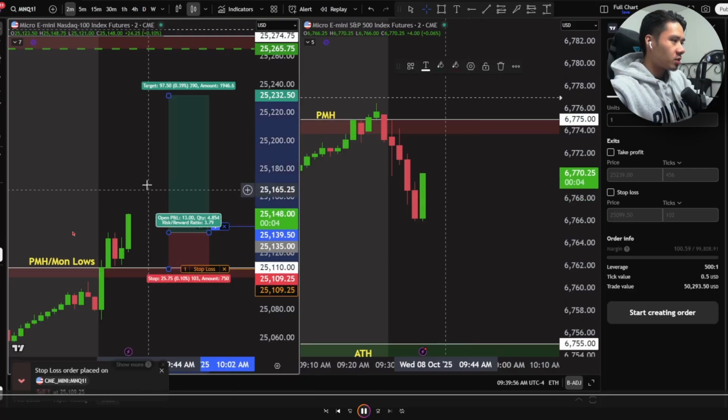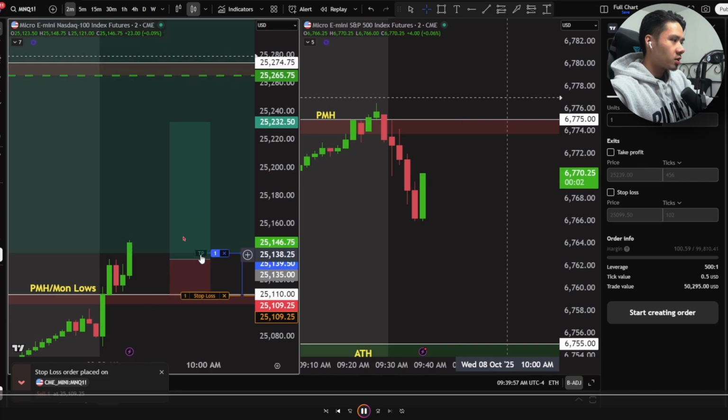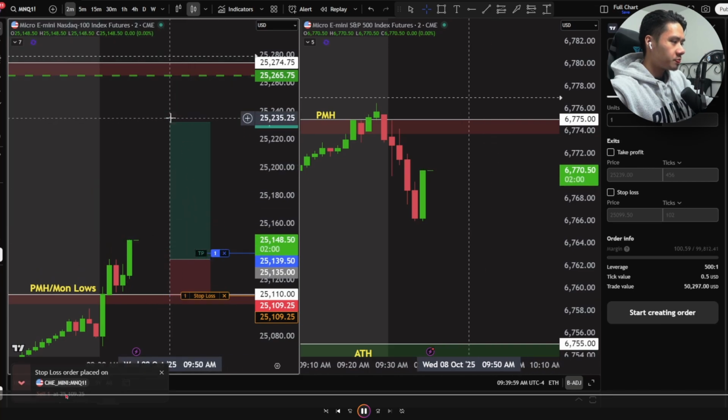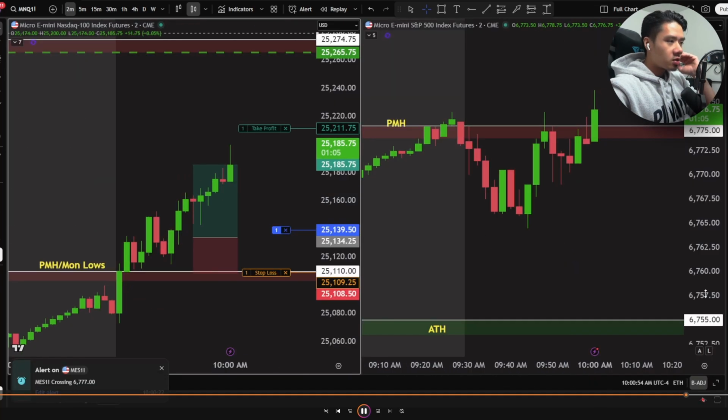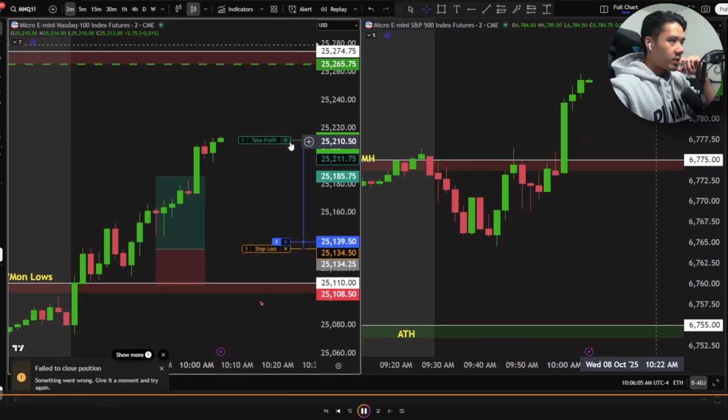It's about 25 points. We target 3 to 1. Alright, let's see. Got my 2 to 1, and I'm gonna move my stop to break even right here. And that right there is my 3 to 1 trade. Let's fucking go.